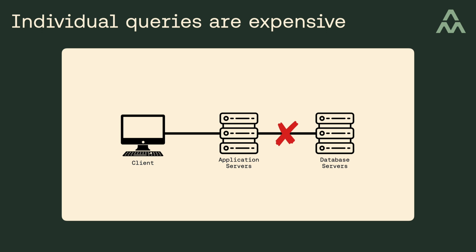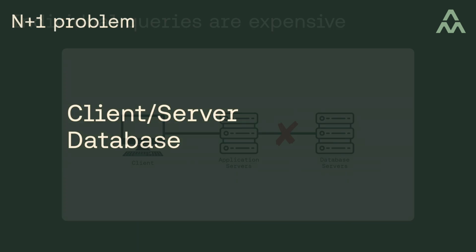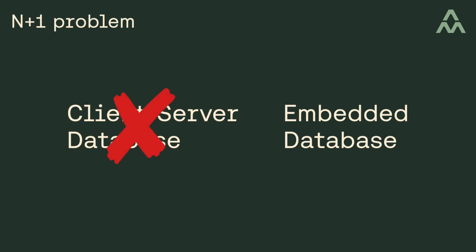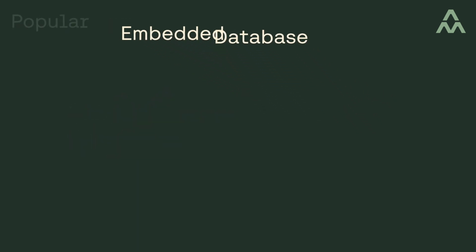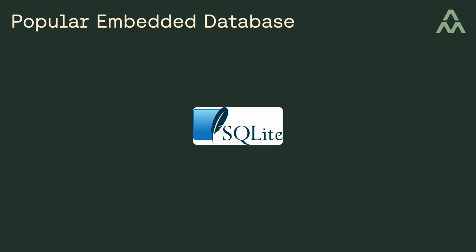The only way to eliminate this latency is to switch from a client-server-based database to an embedded database, and the most popular embedded database is SQLite. SQLite is a library-based embedded relational database that runs in your application process, and it doesn't suffer from any network I/O-related overhead because it's not using the network.